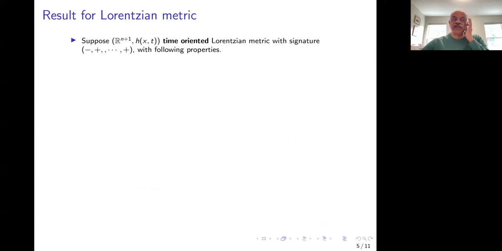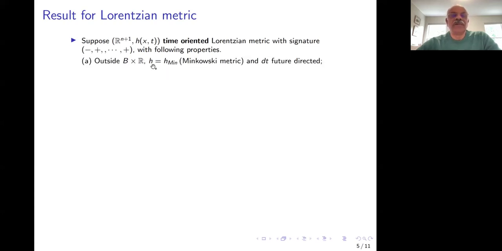So what's the result for the Lorentzian metric? Suppose we have R^{n+1}, that's R^n times R, and suppose we have h(x,t), a Lorentzian metric which is time-oriented. So the signature is minus and plus: one negative eigenvalue and then n positive eigenvalues. Then we're going to do a similar problem. We'll probe it with plane waves and measure the response on the boundary.